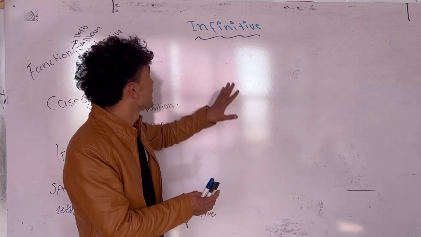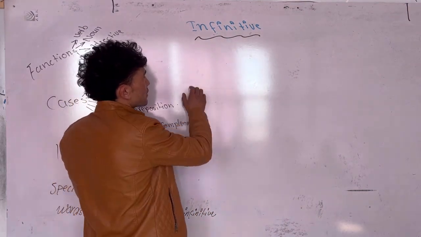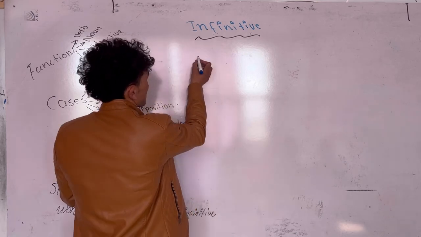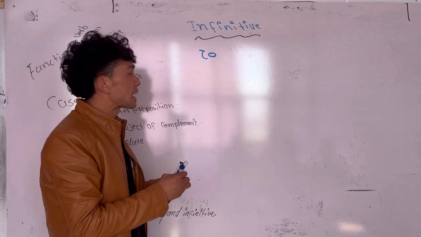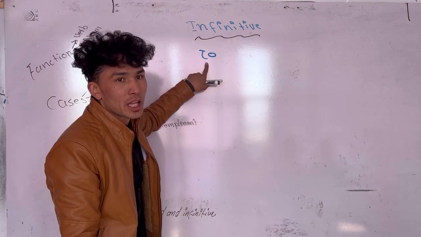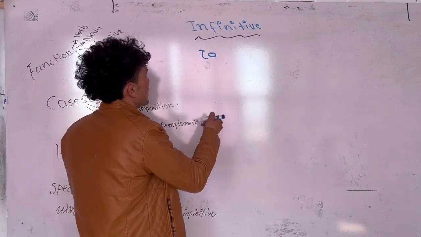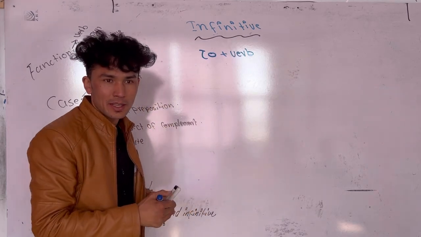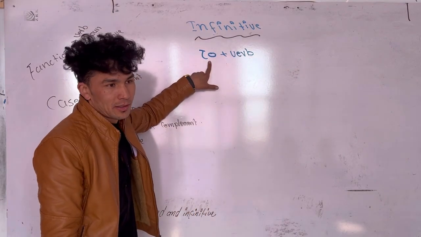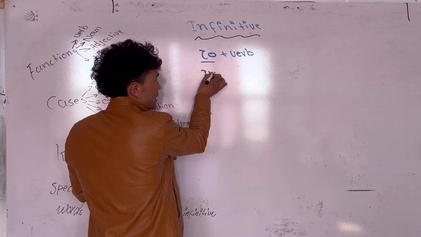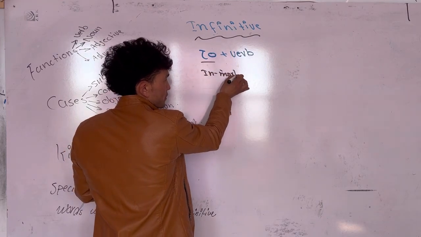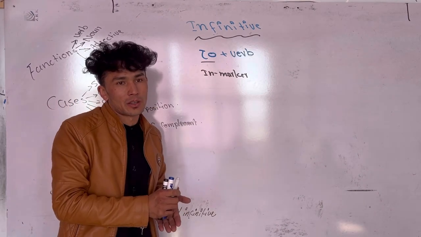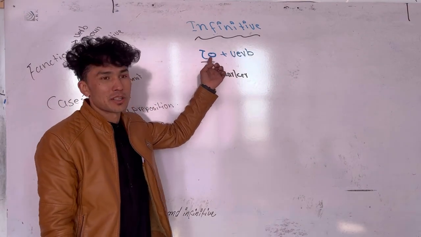Did you understand? So the infinitive is to plus the base form of a verb, used as a noun. For example, to. Whenever it comes to "to," you need to keep in mind: to plus verb. Sometimes this "to" can be a preposition. It can be an infinitive marker. Whenever you see "to," you know that it is an infinitive marker. Not always. Sometimes, as I told you, it can be a preposition.